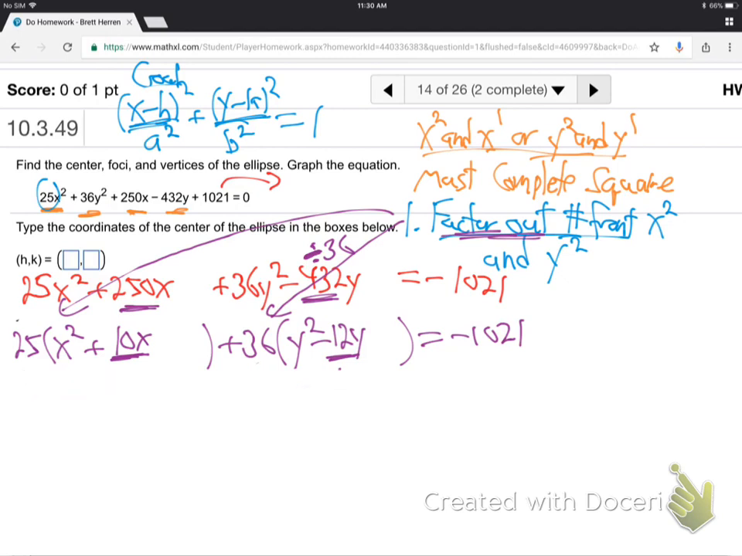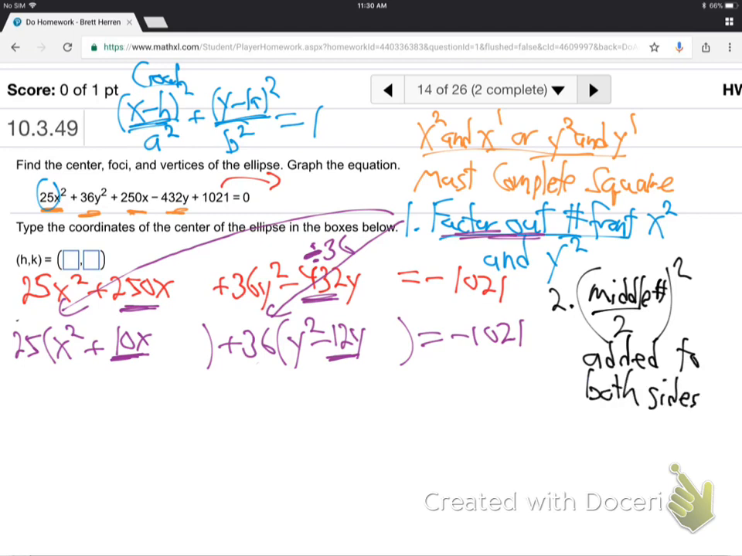Let's square the middle number. Yeah, exactly. That's step 2. Middle number over 2 squared, added to both sides. Now that's different from the parabola where it was just divide by 2, correct? Same thing. Over 2, divide by 2, then 2 power as well. Right. Both of them, you got to divide by 2, then 2 power. Yep, both of them, yeah.